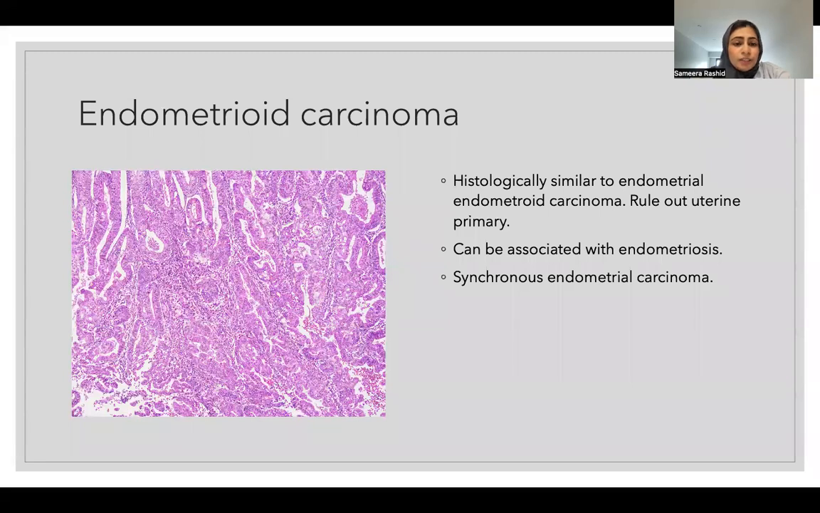Now coming to another type of carcinoma affecting the fallopian tube. This is the endometrioid carcinoma, definitely not as common as high-grade serous carcinoma. And it looks similar to endometrial carcinoma. So always we have to rule out a primary, but it is not uncommon to see synchronous endometrial and adnexal endometrioid carcinoma. This can be associated with endometriosis. And what is the other tumor that is associated with endometriosis? Always on your fingertips, that is clear cell carcinoma.